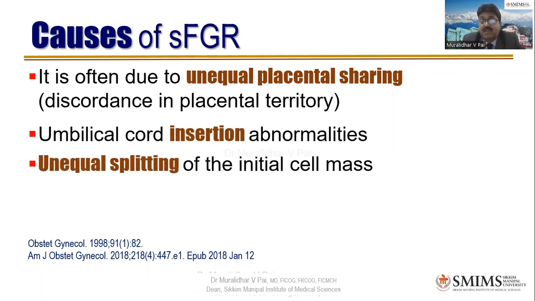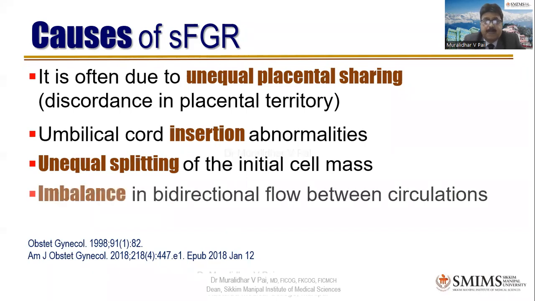You remember this twin, to start with, it was, let's say, monozygotic twin, and then it starts splitting. Right in the beginning, when it was splitting, before it became dichorionic, the cell mass, one may get more, one may get less. It's like property distribution. So one who got less endowment right in the beginning, throughout pregnancy, it will be smaller only. The other one may be normal, AGA. Imbalance in bidirectional flow between the circulations. That is, again, maybe something like because of TTTS, it can have the problems.